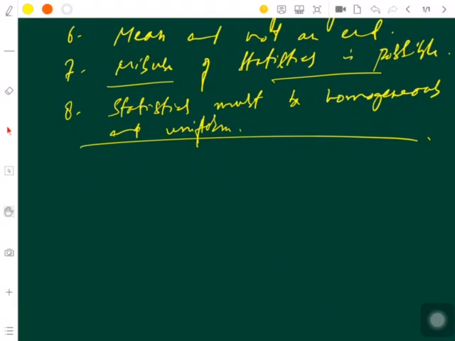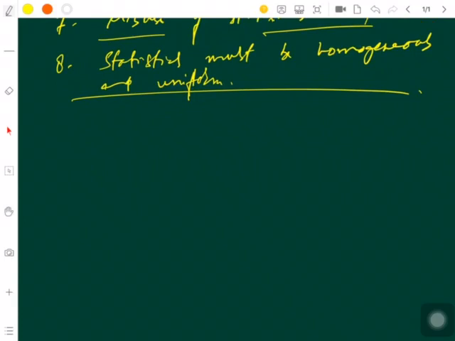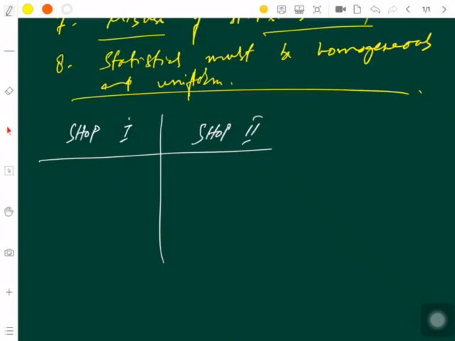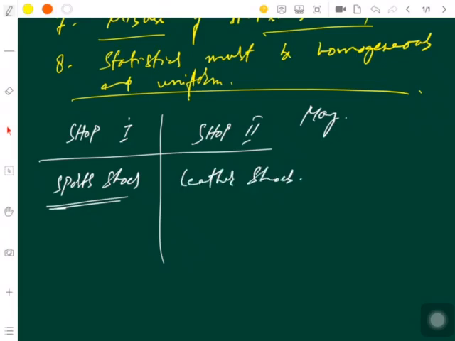The data will be for, say, shoes. Shop first, shop second. And this data I am going to collect for the month of May from both the two shops. I am asking shop first how many sports shoes he sold, and I am asking shop second how many formal or leather shoes he sold.